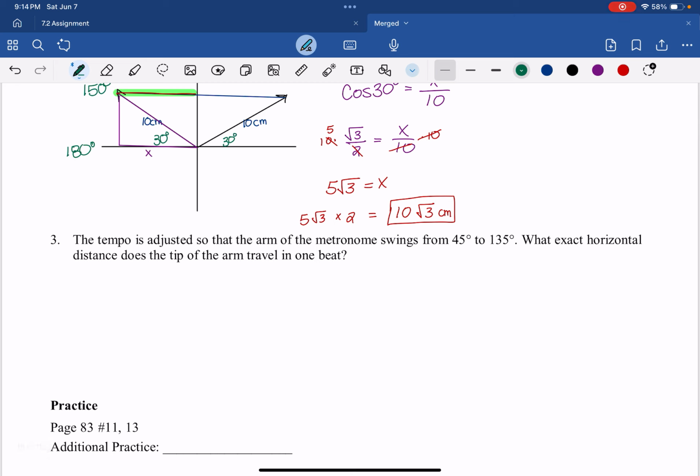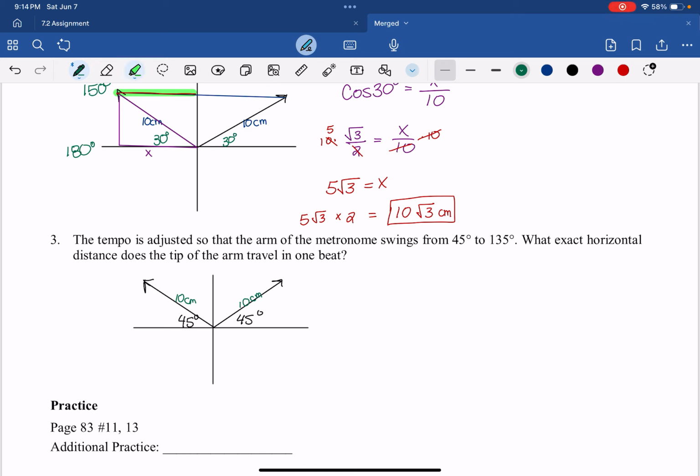Okay, this says that the tempo is adjusted so that the arm of the metronome swings from 45 degrees to 135 degrees. What is the exact distance the tip of the arm travels in one beat? So now, same thing, we're going to set this up. If I'm going from 45 degrees, I know that that's traveling 45. At 135 degrees, the reference angle there is also going to be 45. This is in reference to the last question as well. So I know that the arm here is going to be 10 centimeters.